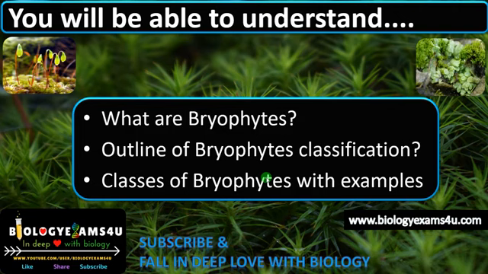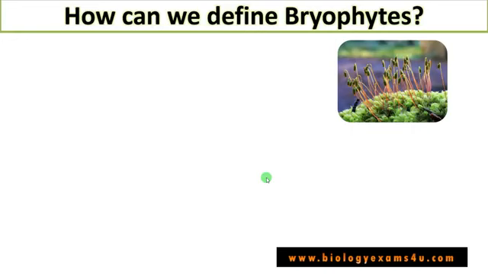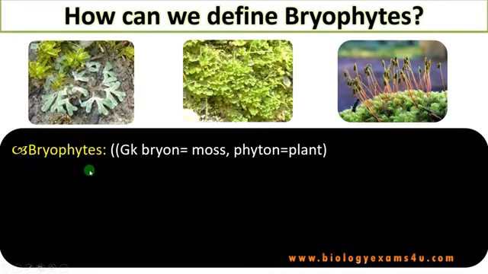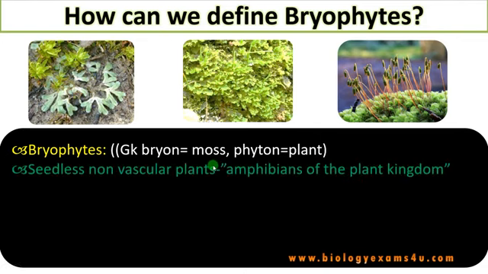At the end of this discussion, you will be able to understand what bryophytes are, an outline of bryophyte classification systems, different classes of bryophytes, and their characteristics with examples, within 5 to 10 minutes. How can we define bryophytes? The etymology or word origin of bryophytes: bryon means moss, phyton means plants, or moss-like plants.